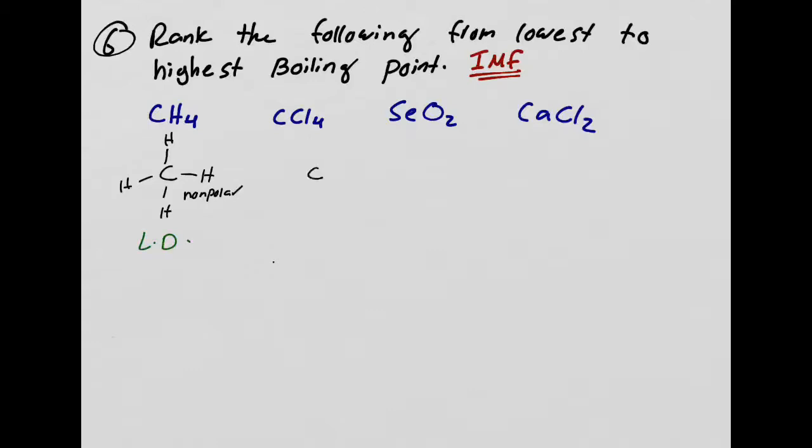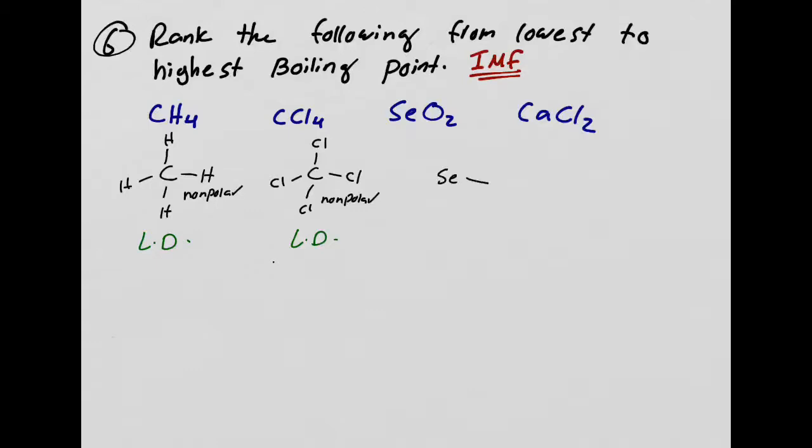CCl4. I want to draw it out. Again, it's not ionic. It doesn't have any hydrogen, so no hydrogen bonding. When I draw it out, it's also non-polar. It's covalent, 2 nonmetals together, and non-polar also. So it also has LD. Go back to your notes to figure out the non-polar and polar geometry.